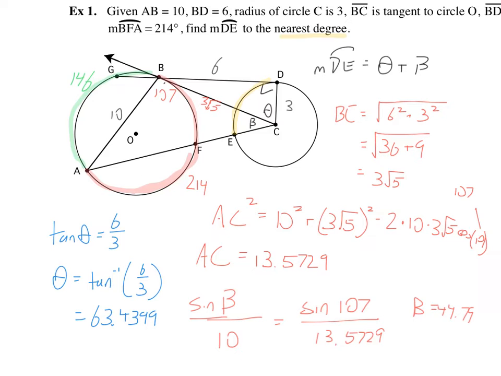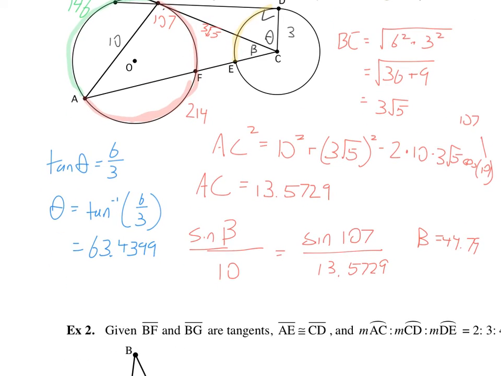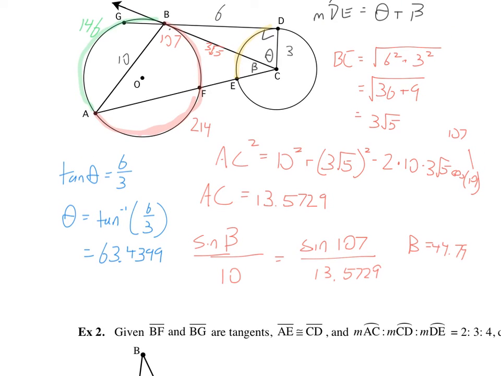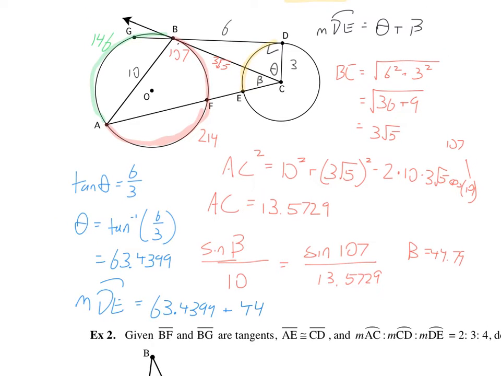So now, when we add these two things together, we have to round this to the nearest degree. So the measure of arc DE is 63.4399 plus 44.7944, which my final answer will be 108 degrees.